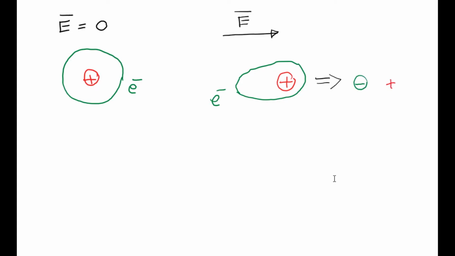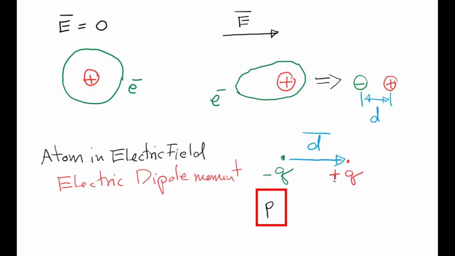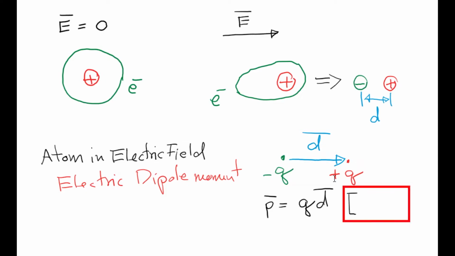This can be modeled as two point charges, a negative Q and a positive Q, separated by a distance d. As shown here, this is called an electric dipole, denoted by small p. It's a vector, the magnitude is qd, and the direction is pointing from the negative q to the positive q. The unit of dipole moment is coulomb meter.